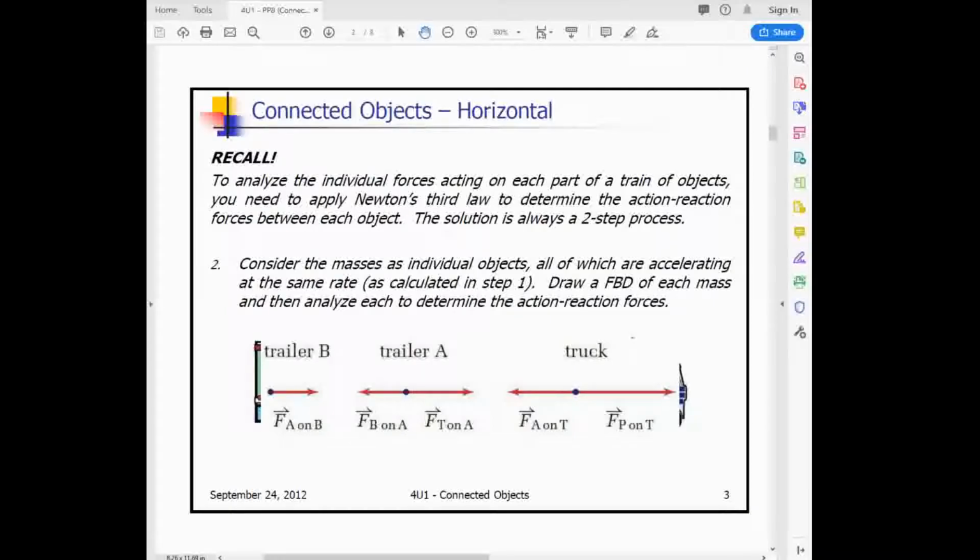Once we know the force of the system, the truck, trailer A and trailer B, if we want to know the internal forces, that would be the force of the truck on trailer A, or the force of trailer A on the truck, or the force of trailer A on trailer B, or the force of trailer B on trailer A. What we need to do is break this up into three different free body diagrams. We've already calculated the acceleration. The acceleration for the truck is the same as the acceleration for trailer A and trailer B. We can then use that acceleration and the mass of trailer A or trailer B to start determining what the forces are on those objects.